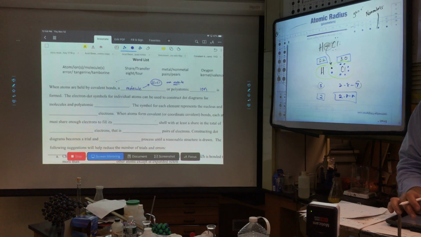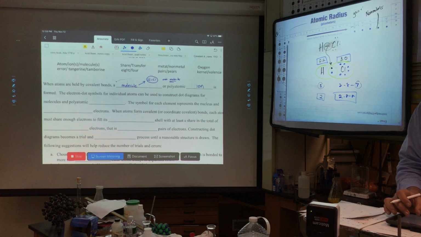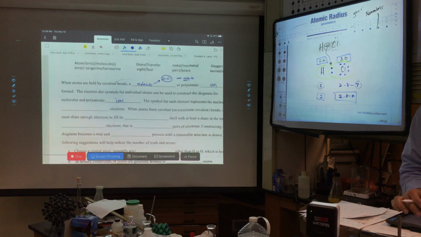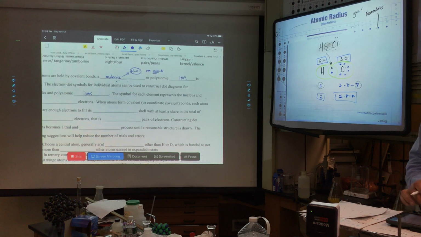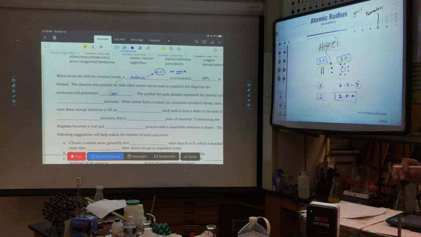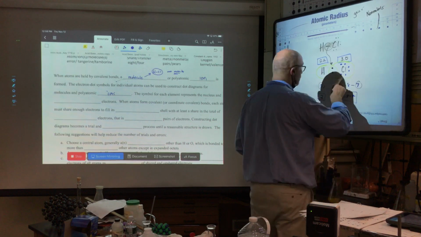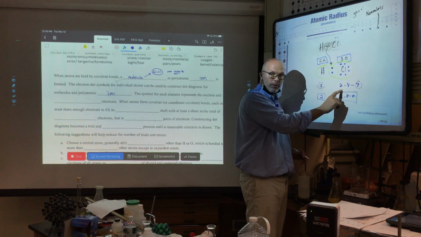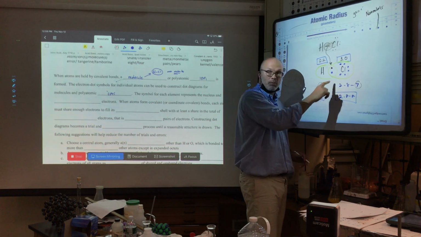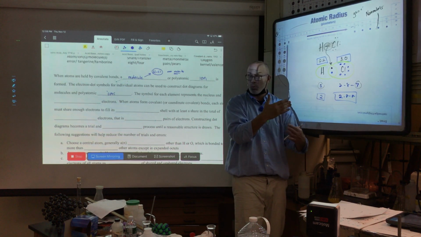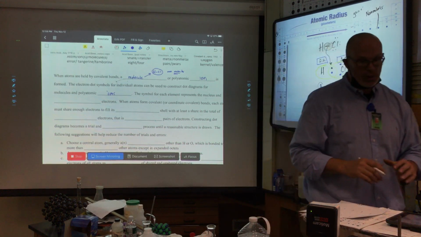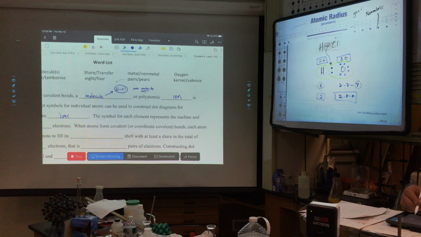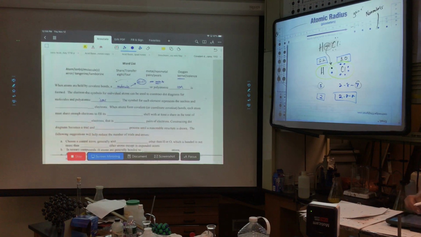Electron dot diagrams for individual atoms can be used to construct dot diagrams for molecules and polyatomic ions. Don't worry about the polyatomic ions. The symbol for each element represents the nucleus. When I write the symbol for chlorine, believe it or not, it represents the nucleus and the core electrons, because we're only going to write the outermost electrons, since those are the ones that change. They say kernel here, and kernel means core, so we'll just put core electrons.